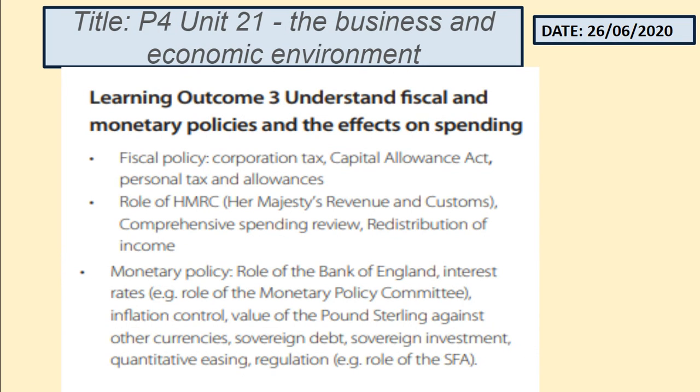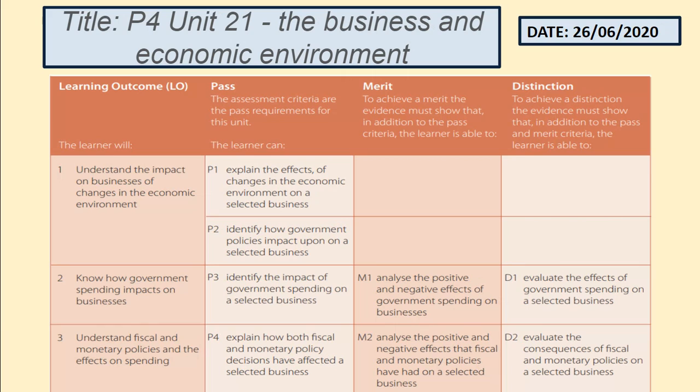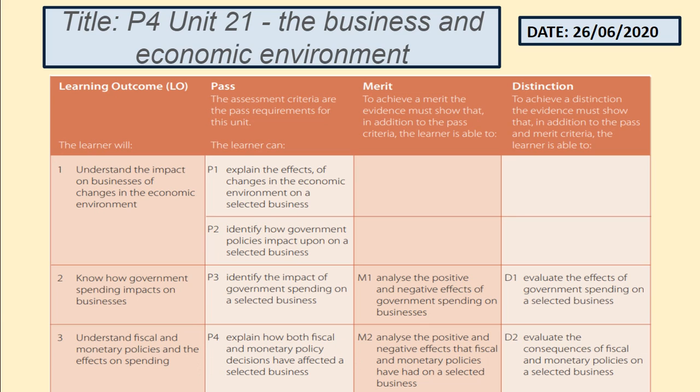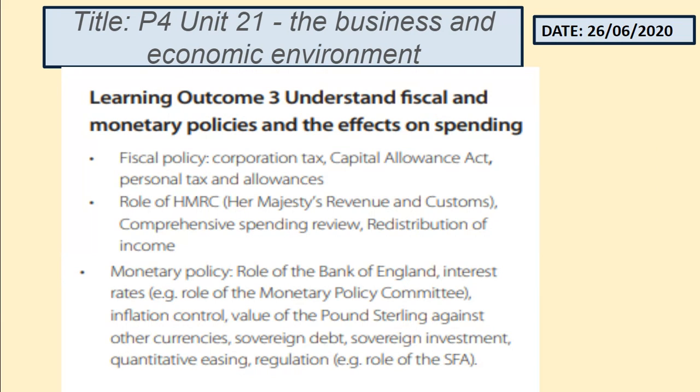Okay, so from your booklets, you should be able to have a look at the learning outcome 3, which is to understand fiscal and monetary policy and the effects on spending. So P4 asks us to explain how both fiscal and monetary policy affect a selected business. Now, before we even go into anything, we just have to have a look at what you need to be writing about in your coursework.